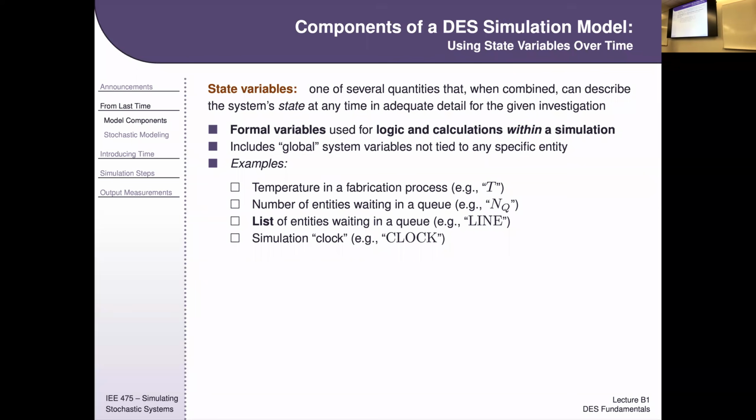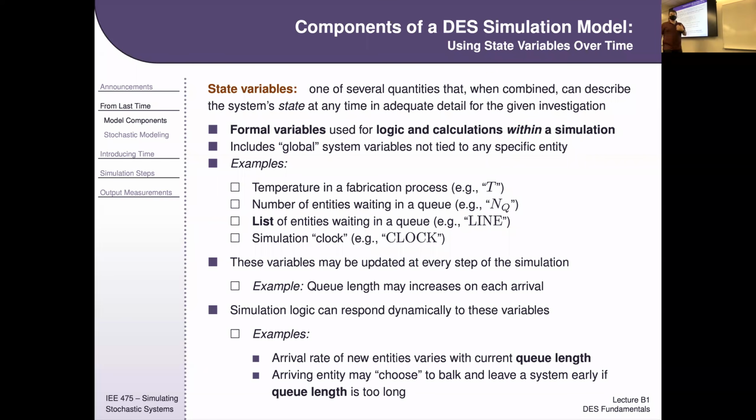So the state variable is the actual thing that we use in our symbolic notation when we write formulas, whereas the state is actually the numbers that those variables take on. So T might be a state variable, whereas 78 degrees might be the actual state. And every one of these variables might be updated every step of the simulation. The steps of the simulation are those discrete events. So like I said, queue length may increase or decrease on every arrival or every cashier completion, et cetera.